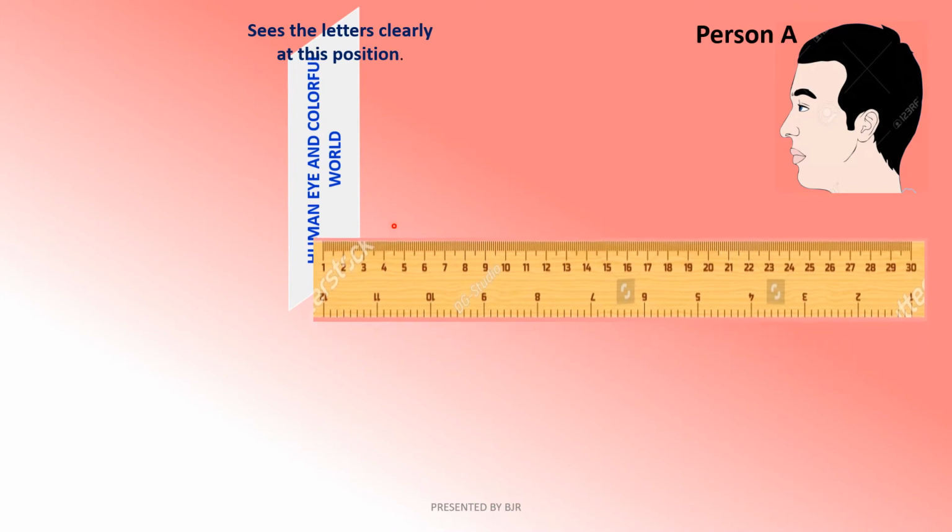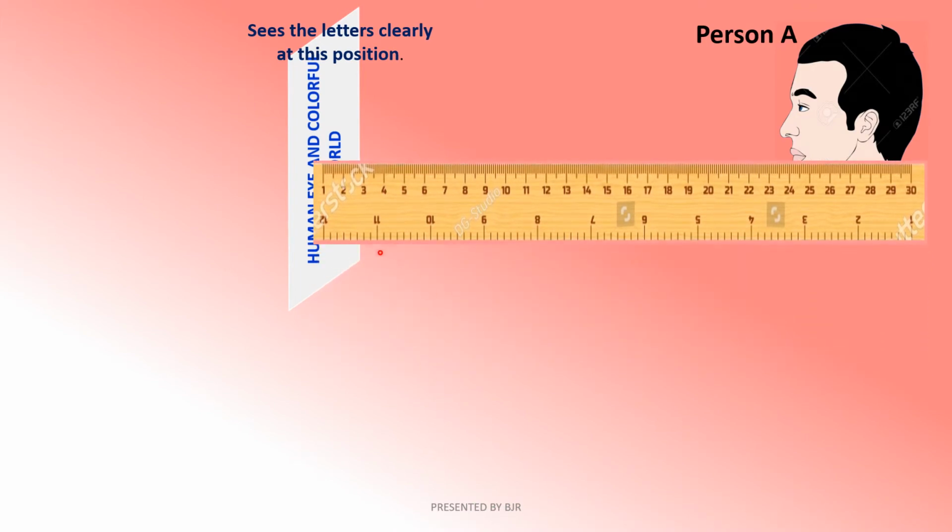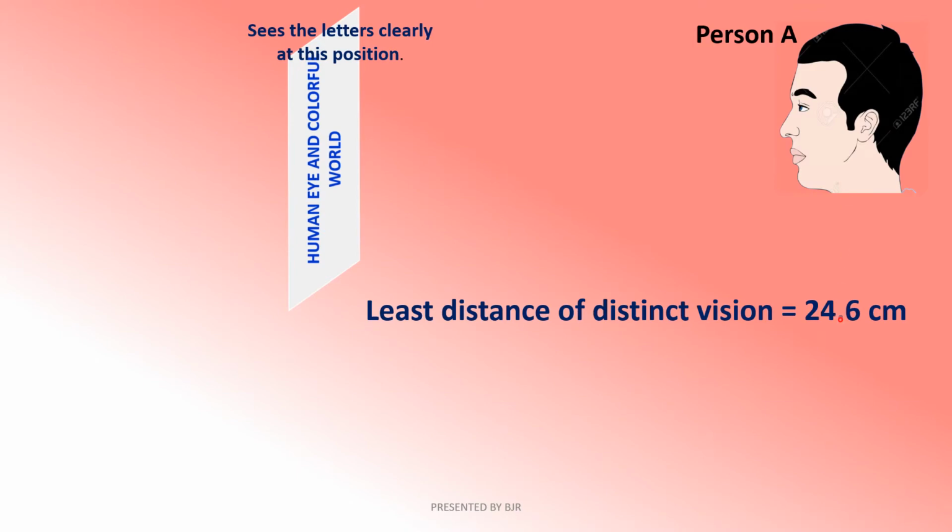Let us measure the distance. See here, it is 24.6 centimeters. The least distance of distinct vision for the person A is 24.6 centimeters.